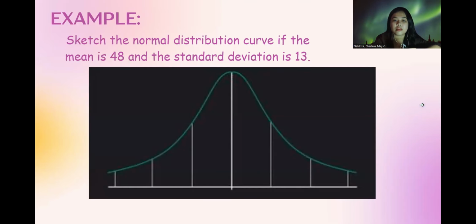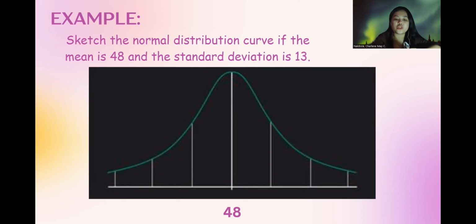Before we answer the three questions, we need to sketch first the normal distribution curve. Okay, we already have the normal distribution curve. It's stated there that the mean is 48. And as I said a while ago, in a normal distribution curve, the mean, median, and mode are always at the center. So we are going to put the 48 at the center. It is also given that the standard deviation is 13. So how are we going to get the value of each?